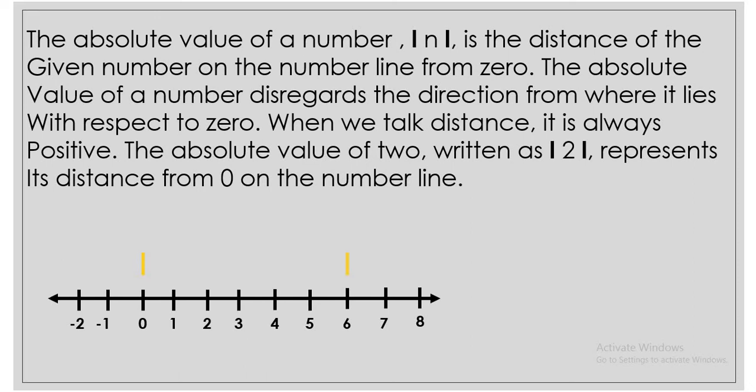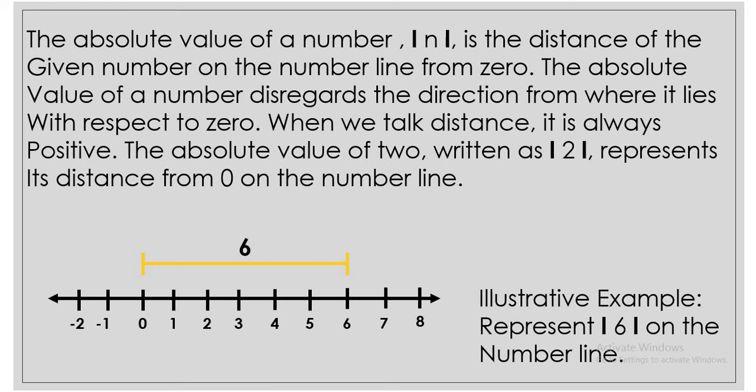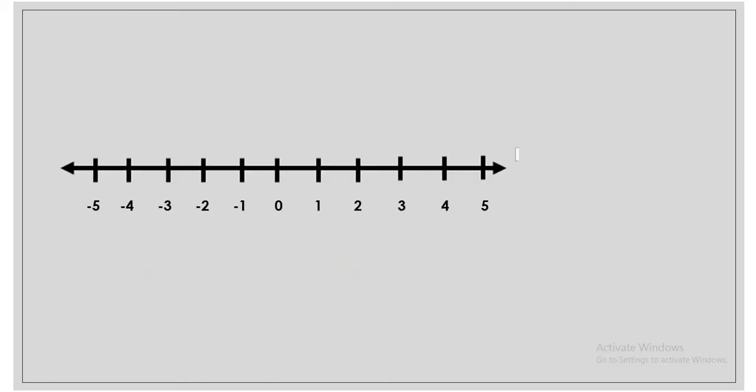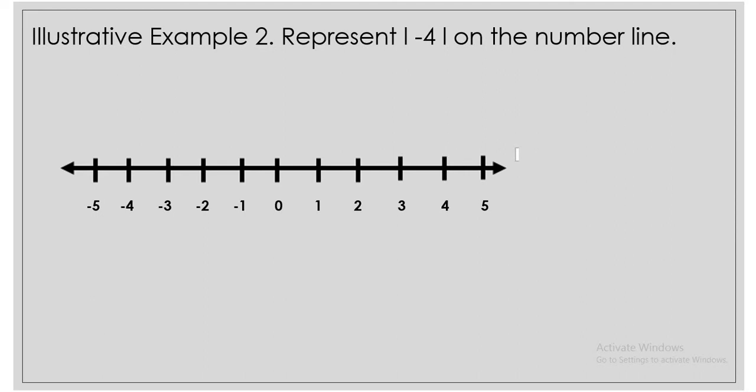So this is our example. Then, okay, the distance is 6. So, in this figure, we represent the absolute value of 6 on the number line. Let's have another example. Represent the absolute value of negative 4 on the number line.